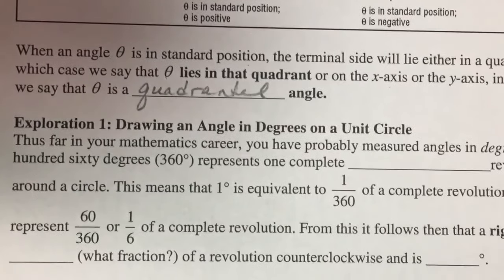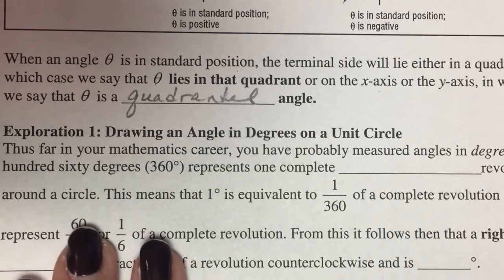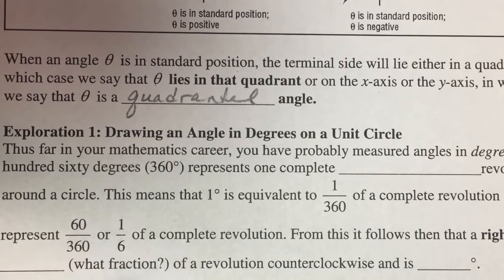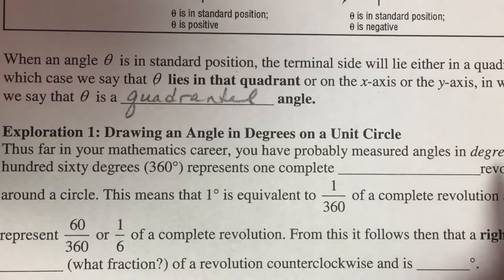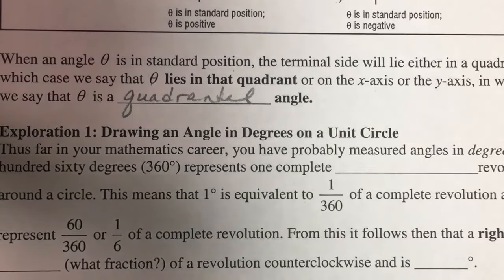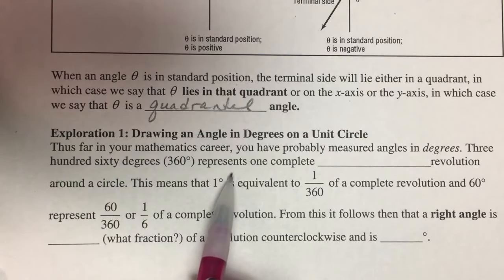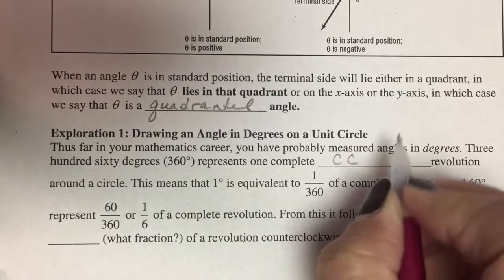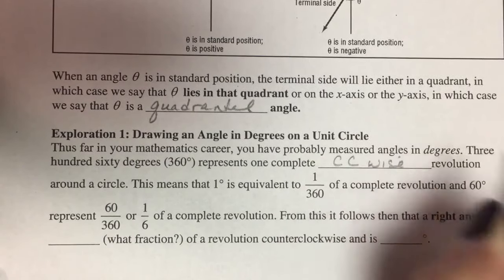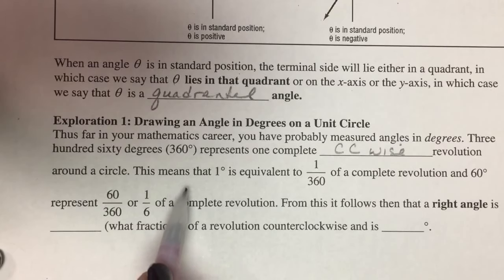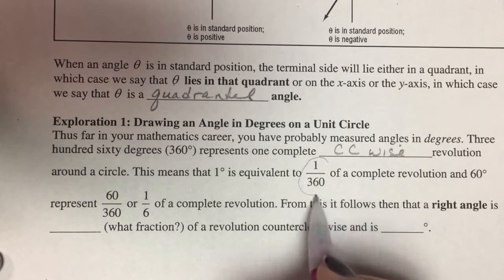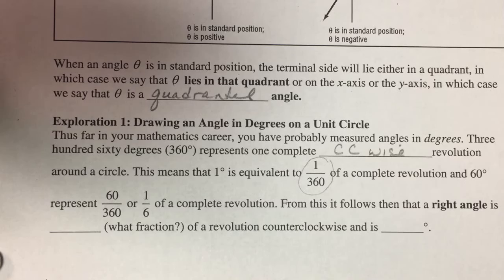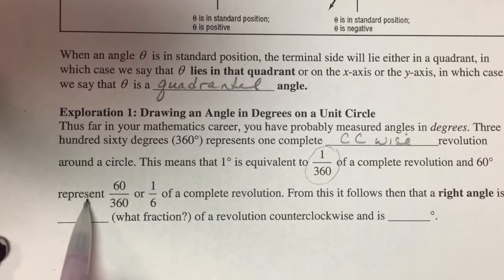We're going to read through this exploration. We're not going to spend a whole lot of time on it. Thus far in our math career, we've always measured angles in degrees. 360 degrees makes a full rotation and represents one complete counterclockwise revolution around the circle, which means that 1 degree is 1/360th of a complete revolution. And 60 degrees represents 60 over a total of 360, or 1/6 of the complete revolution.